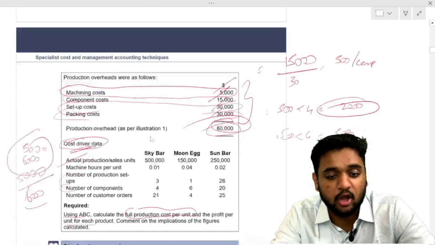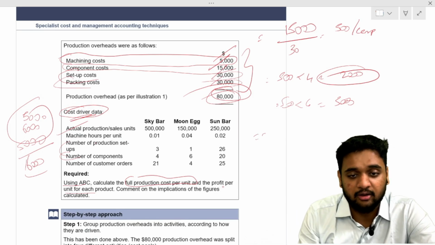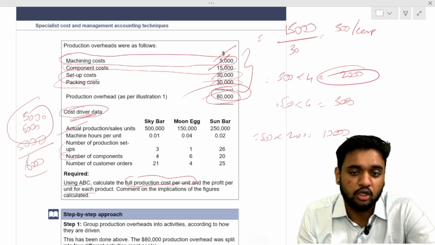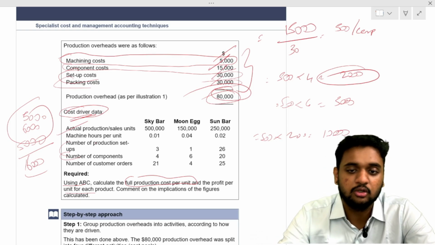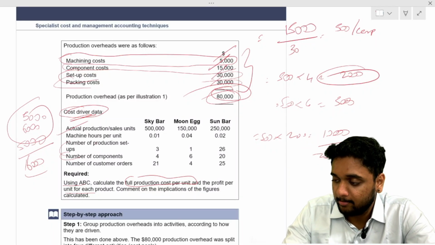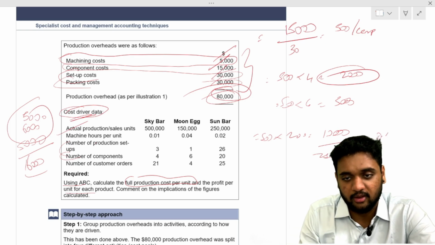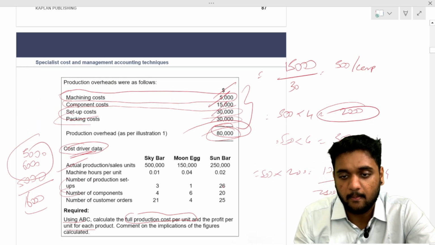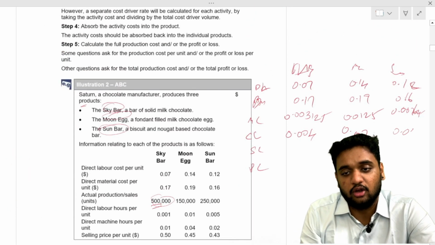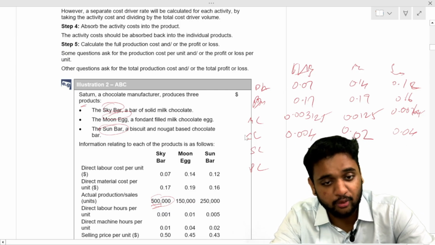Now for sun bar, how many components are we using? 20 components. Cost per component is 500. 500 into 20 will give you 10,000, the total component cost for sun bar. What is the number of units? 2,50,000. So 0.04 will be the component cost for sun bar. Understood, all of you? Yes or no? After this question, I'll give you a beautiful analysis.